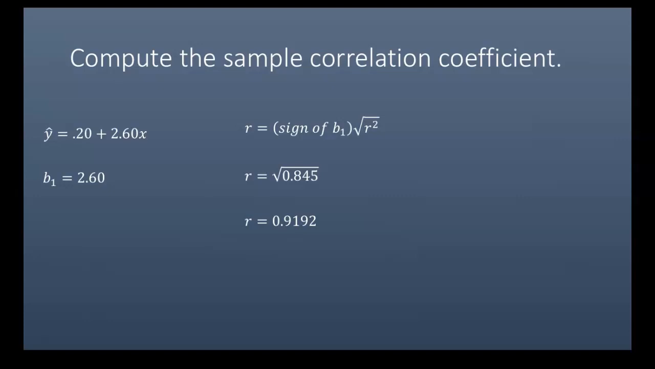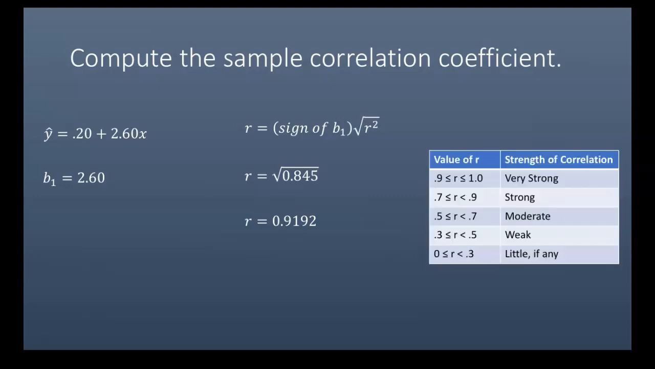0.9192. Now we can take a look at this chart that we have to figure out this sample correlation coefficient. What does this number even mean? Well, our r value is between 0.9 and 1.0, which means we have a very strong correlation. So we can write this out as a very strong positive, since our slope is positive, linear relationship.